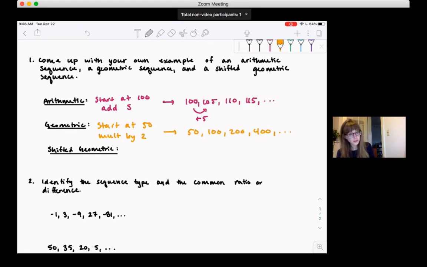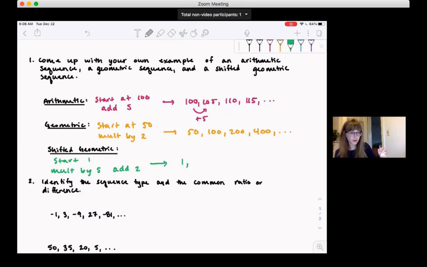Shifted geometric is more complicated because we need a start, we need a multiply number, and we need an add number. So let's say we start at 1, let's just keep it simple. Let's multiply by 5, and let's add 2. Okay, so I start at 1. To get the next term, I multiply by 5 and add 2.